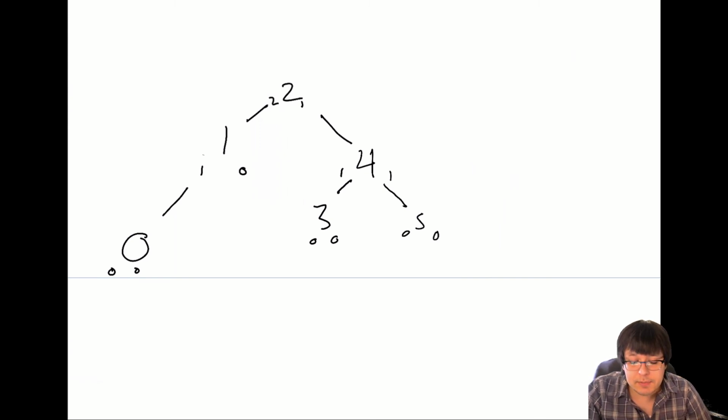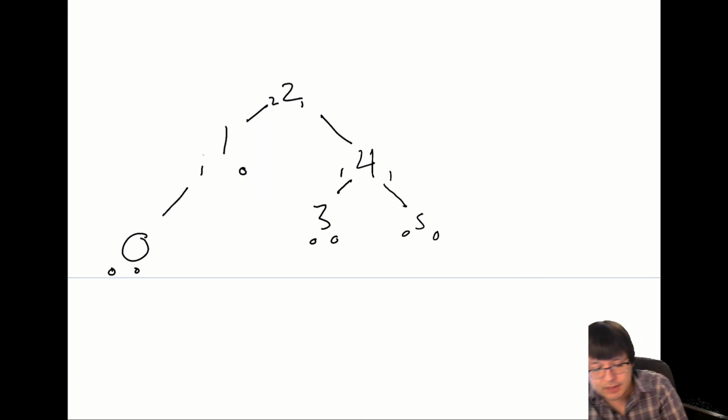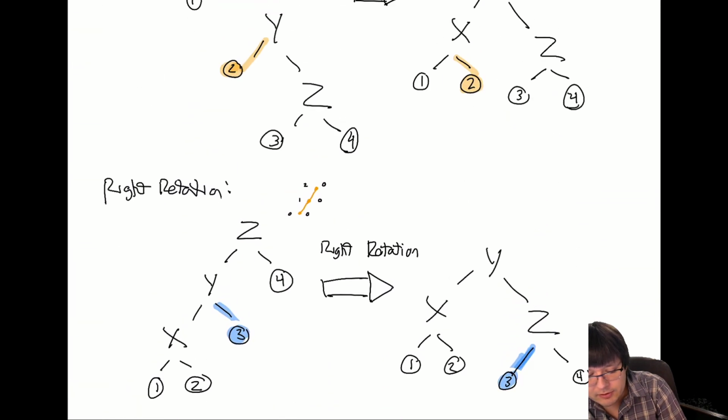Let's stop there before I show you those rotations. Now let's actually look at them. Yeah, let's look at them now. I think it'll make more sense now that we see them.